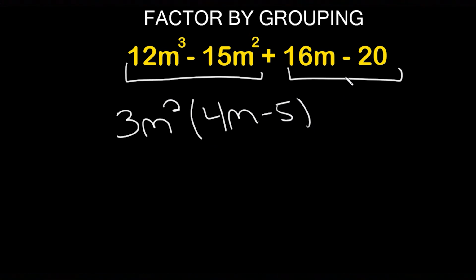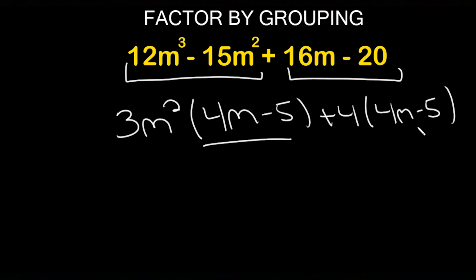Okay, now we go on to our last 2 terms. What do they have in common? Well, it looks like they have a 4 in common. So pull out a positive 4, and then in parentheses, I'll have 4m minus 5. Okay, so did we do it correctly? Yes, we did, because we have a common factor. Okay, right here and here.